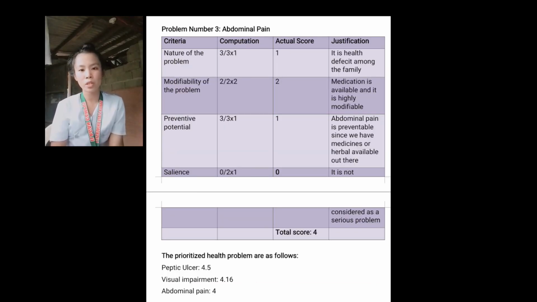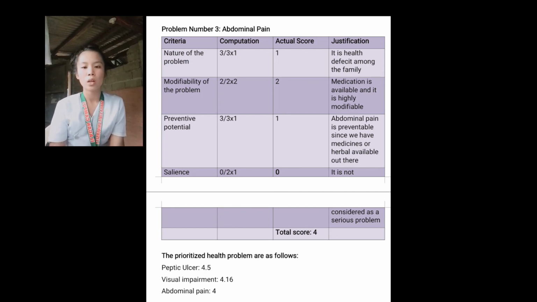The last problem is the abdominal pain. Nature of the problem, 3 divided by 3 times 1 is equal to 1. Justification, it is a health deficit among the family. Modifiability of the problem, 2 divided by 2 times 2 is equal to 2. Justification, medication is available. It is highly modifiable. Preventive potential, 3 divided by 3 times 1 is equal to 1. Abdominal pain is preventable since we have medicines or herbal remedies available out there. Salience, 0. The justification is it is not considered a serious problem.